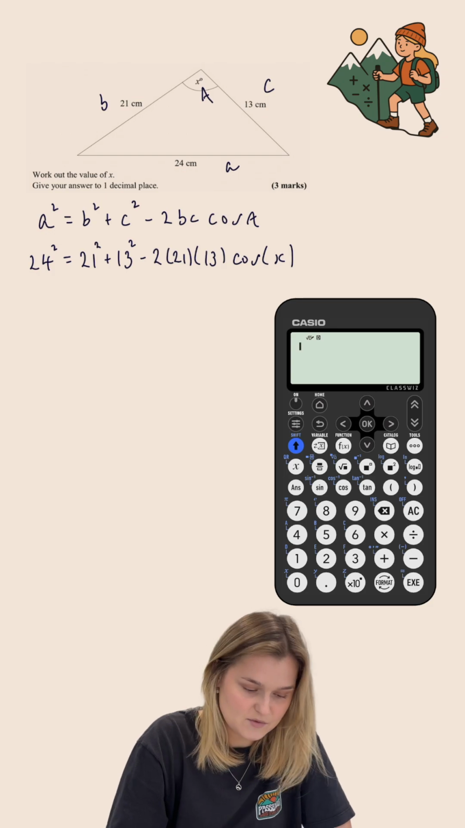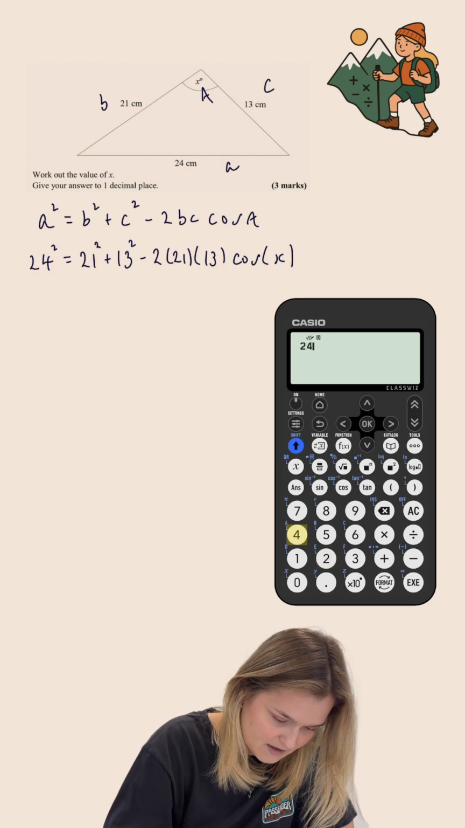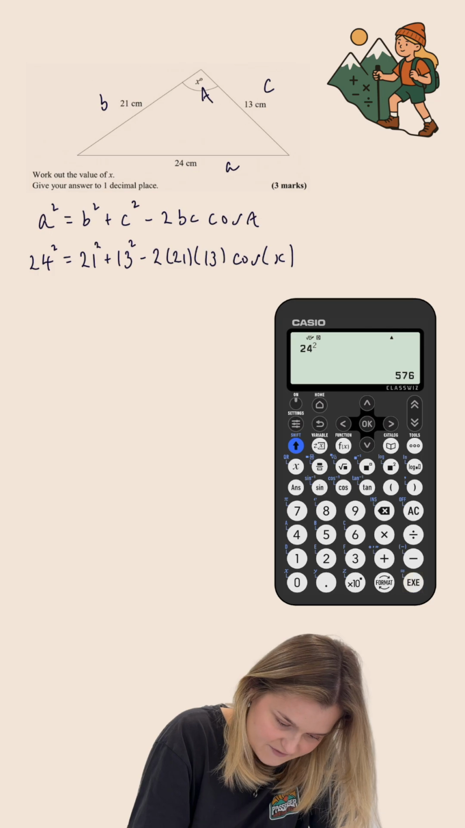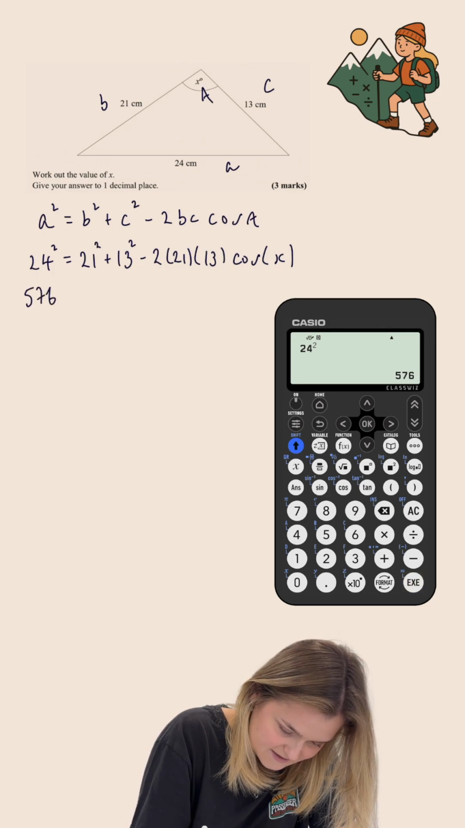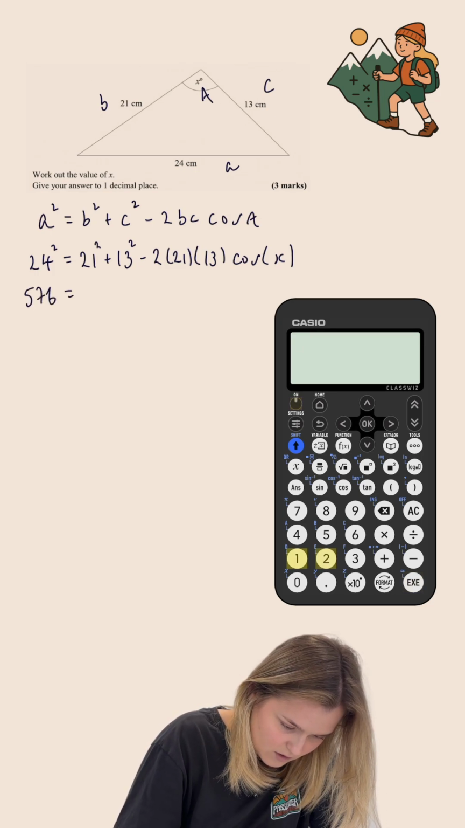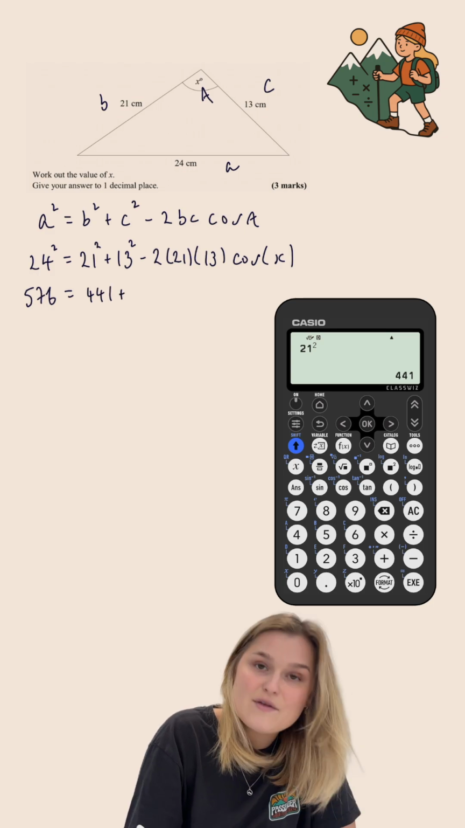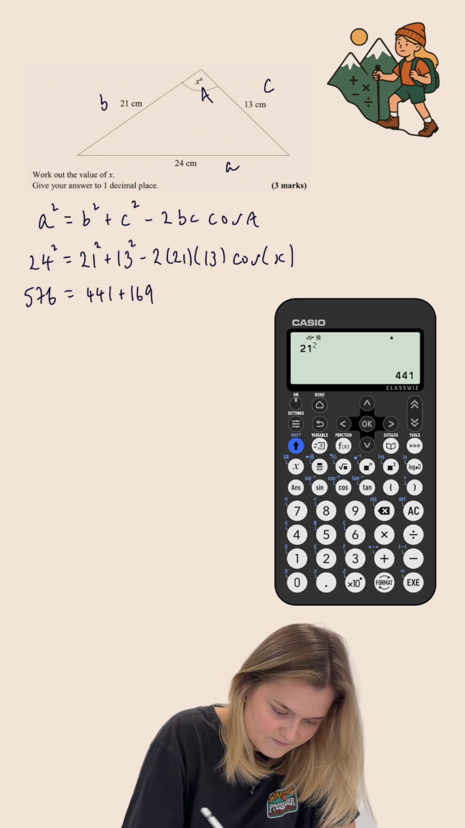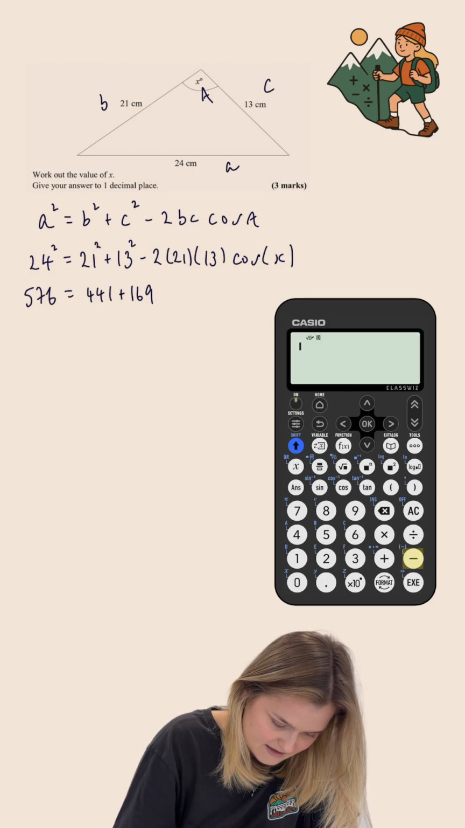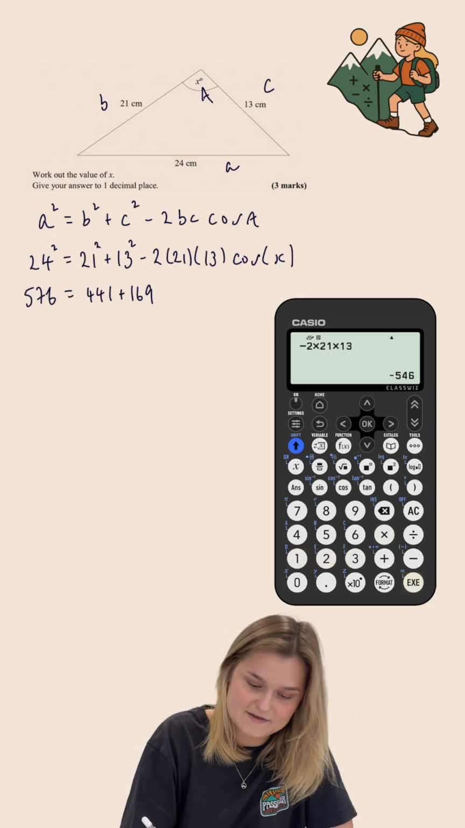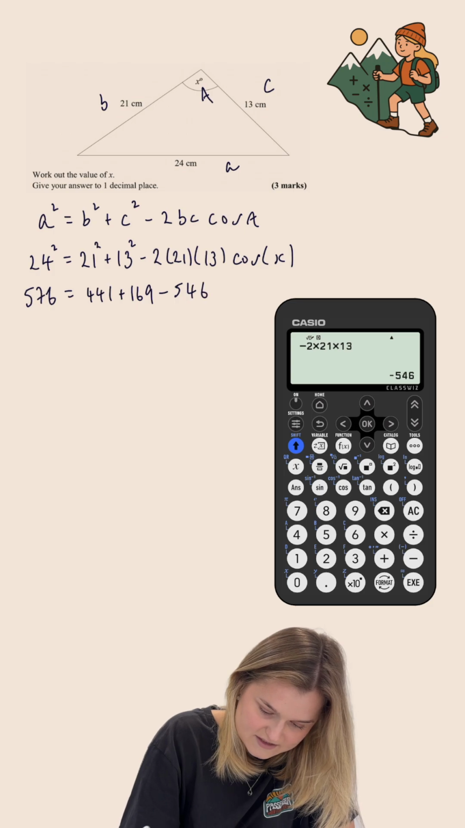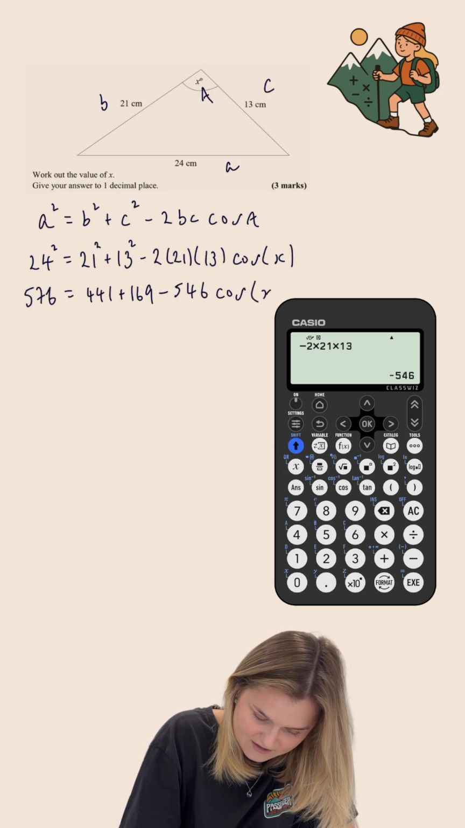So on the left hand side we have 24 squared. So in my calculator I'm going to type 24 squared, which gives us 576. Then I'm going to put in 21 squared, which gives us 441. I know 13 squared is 169, and then in my calculator I'm going to type in negative 2 multiplied by 21 multiplied by 13, and that gives us negative 546 times by cos x.